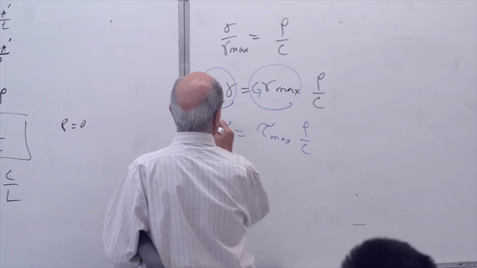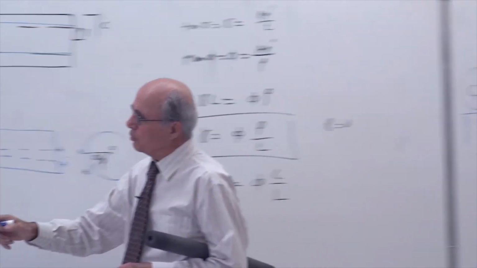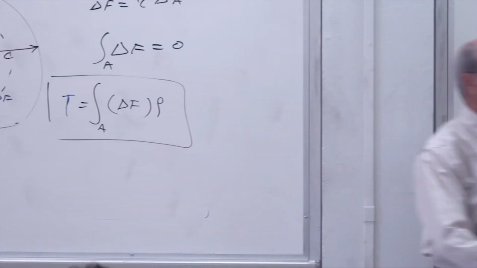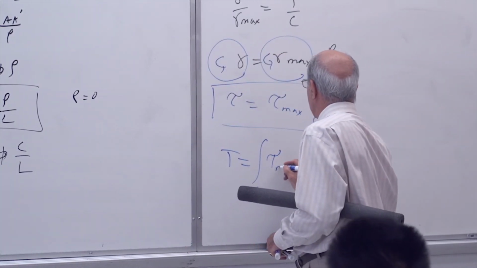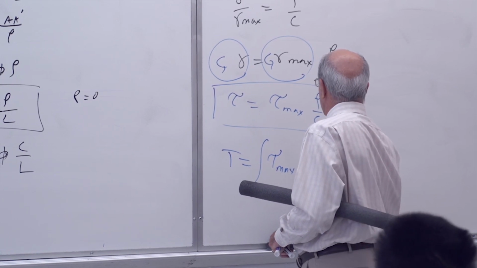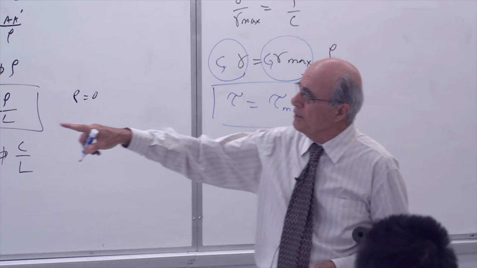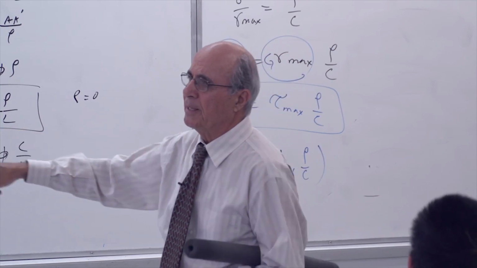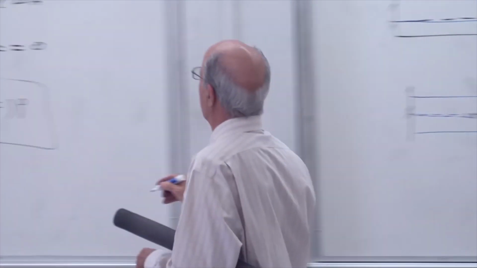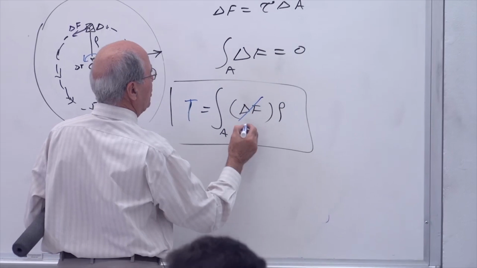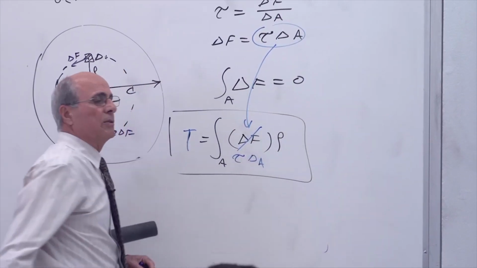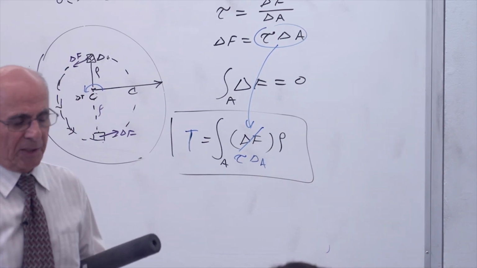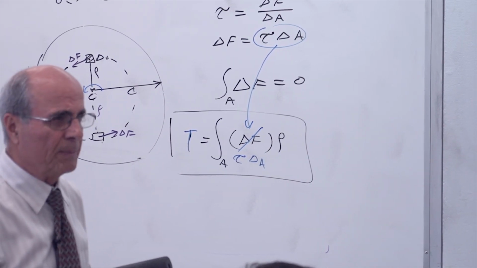Now plug this one into that more important equation, which was this one: T equals the integral over area of tau, which is tau max rho over C, multiplied again by rho. Oh, I'm sorry, I have to change this. I need tau dA, because dF is equal to tau dA, so I forgot about it. That's the same thing. Is that correct or not?